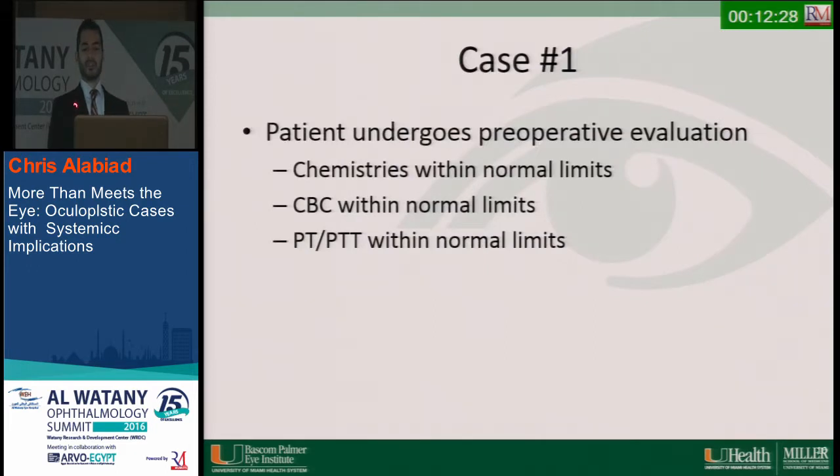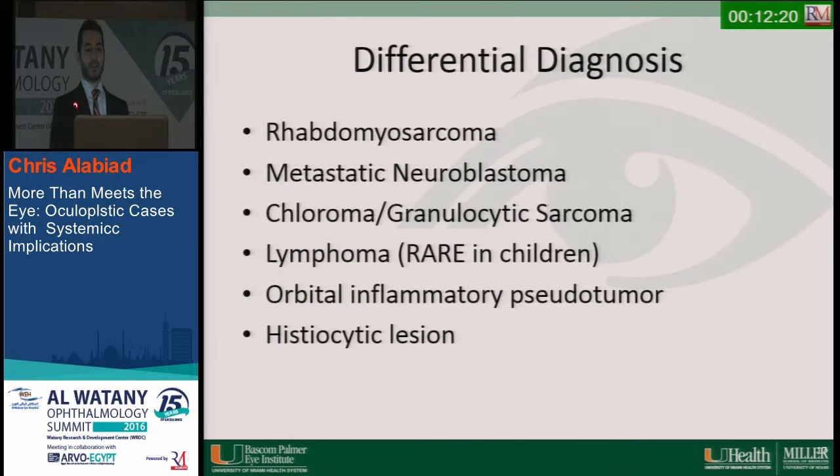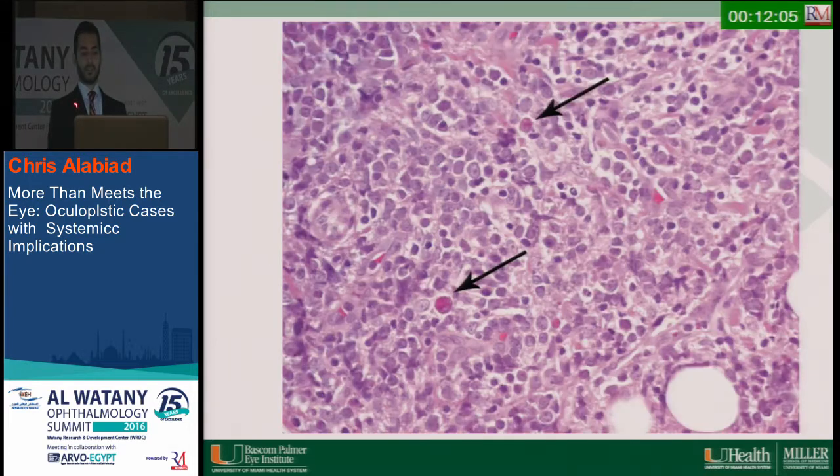So we had the patient undergo preoperative evaluation with chemistries that were normal, a CBC that was normal, and his PTT was also within normal limits. The differential diagnosis that we were entertaining included rhabdomyosarcoma, metastatic neuroblastoma, a chloroma, also known as a granulocytic sarcoma, lymphoma, which is fairly rare in children, orbital inflammatory pseudotumor, or a histiocytic lesion.